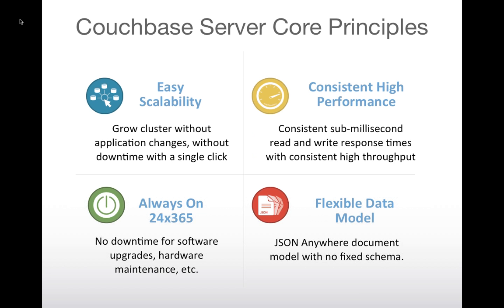We still have a lot of the structure of Memcached in terms of key value structure, and we also actually support Memcached SDKs still, although our own SDKs are more performant. So Couchbase server's core principles are easy scalability, consistent high performance, always on 24/365, and the flexible data model with JSON. I think that even as Couchbase evolves, these core principles remain tenets for our releasing of features. We ensure that we maintain these core principles as we grow our feature set over time.